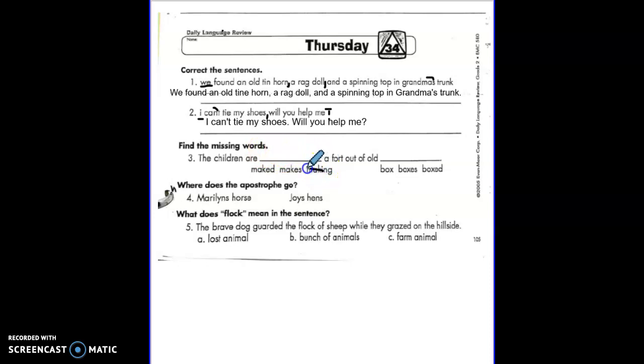The children are making a fort out of boxes. The children are making a fort out of old boxes. Where does the apostrophe go? It goes between the N and the S. Same with Joy's hymns. It's plural, there's multiple hymns. What does flock mean in the sentence? The brave dog guarded the flock of sheep while they grazed on the hillside. It was a bunch of animals.